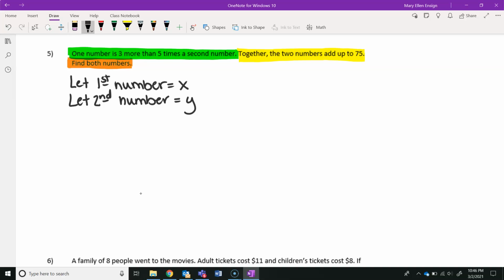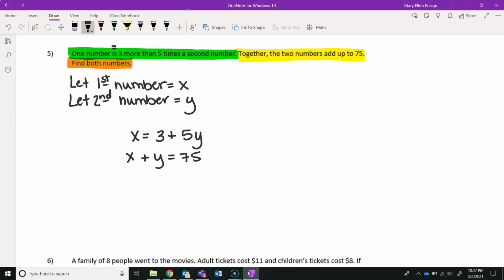And when we read this, you might notice that it sounds a lot like what we did in the beginning of the chapter, right? What we did last week. So one number is, well, we know that's our equals, 3 more than 5 times a second number. So one number, I'm just going to say that's x, is 3 more than 5 times the second number, right? So 5 times the second number, 3 plus that. Together, the two numbers add up to 75. Well, think about what that says. X plus y equals 75.